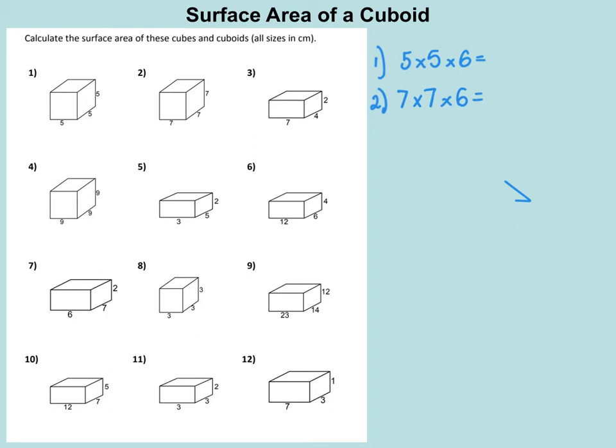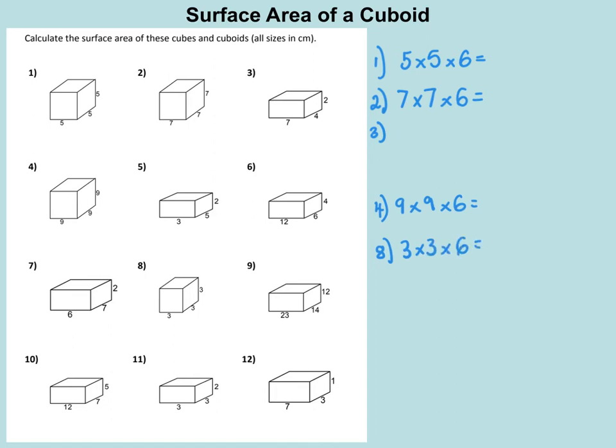I'm just going to have a look and see if there are any other ones that are cubes. So have you spotted any more that have got the same measurements all the way around? Number 4, 9, 9, 9, so that's a cube. Number 8, 3, 3, 3, so that one's a cube as well. So number 4 is a 9 by 9. Each face would be a 9 by 9 and there are 6 faces in total. I'll do number 8 as well. Each face would be a 3 by 3 and there are 6 faces.